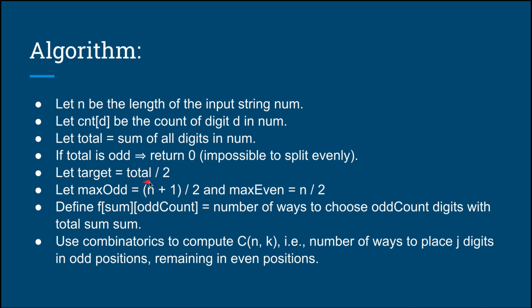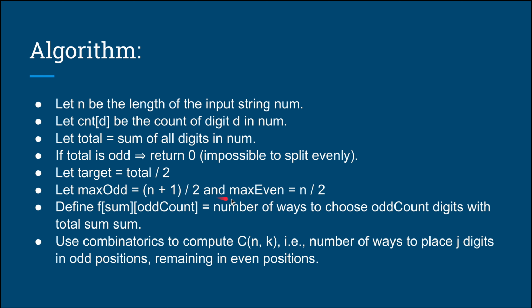Let target equal total by 2, right? So we'll find the target, then we'll find the max odd. How will we find the max odd? N plus 1 by 2. What is N? This is the length of the input string. If we do (n plus 1) by 2, you will find the max odd.